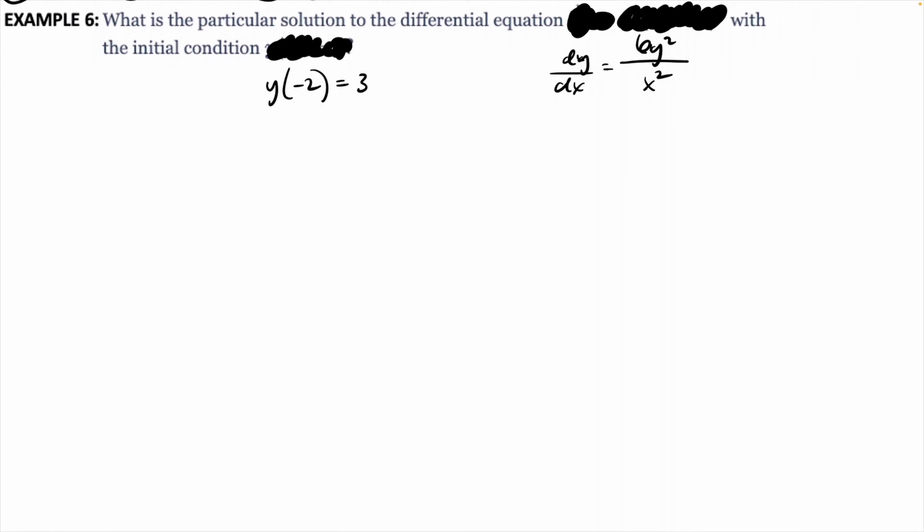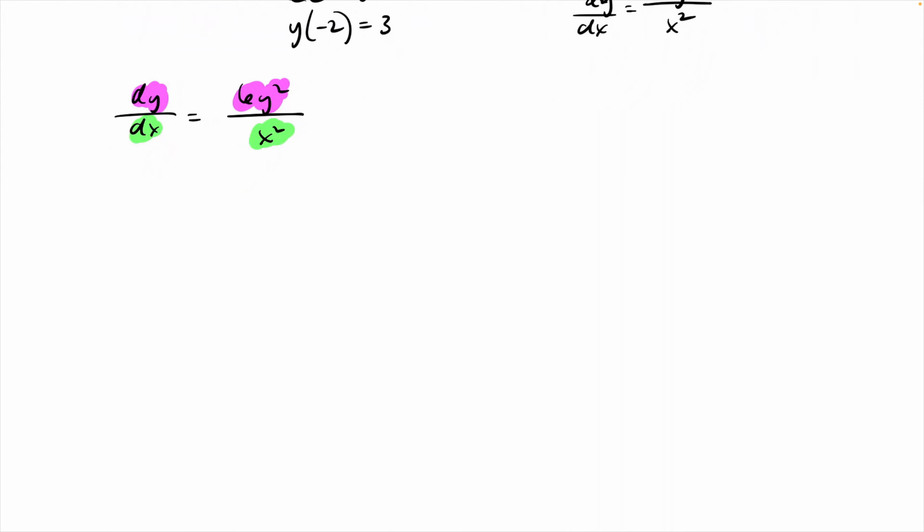Okay? Okay, so first step, everything with a y needs to go to the left. Everything with an x needs to go to the right. Okay, so we have dy over dx equals 6y squared over x squared. So let's see, y's are here, x's are here. Okay, so green needs to come to the right, pink needs to go to the left.